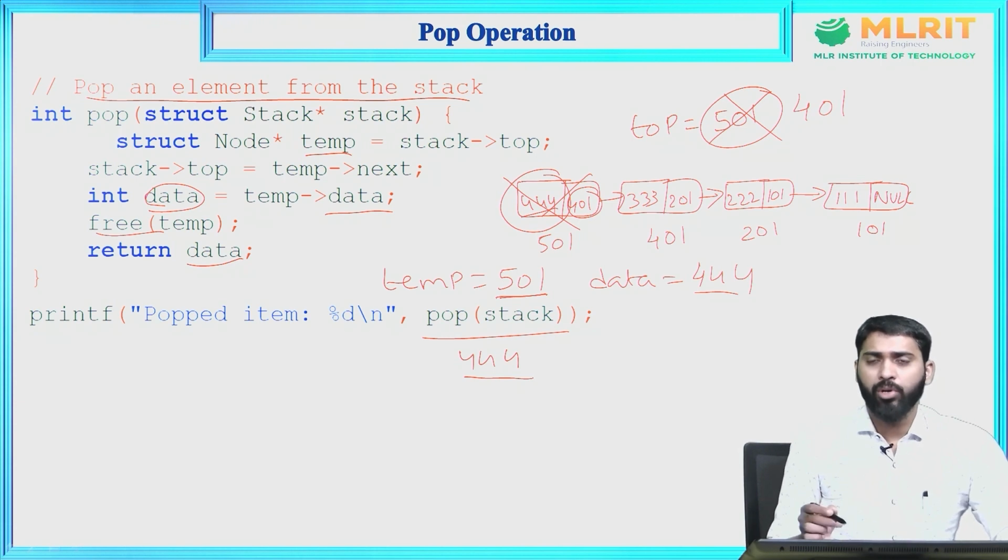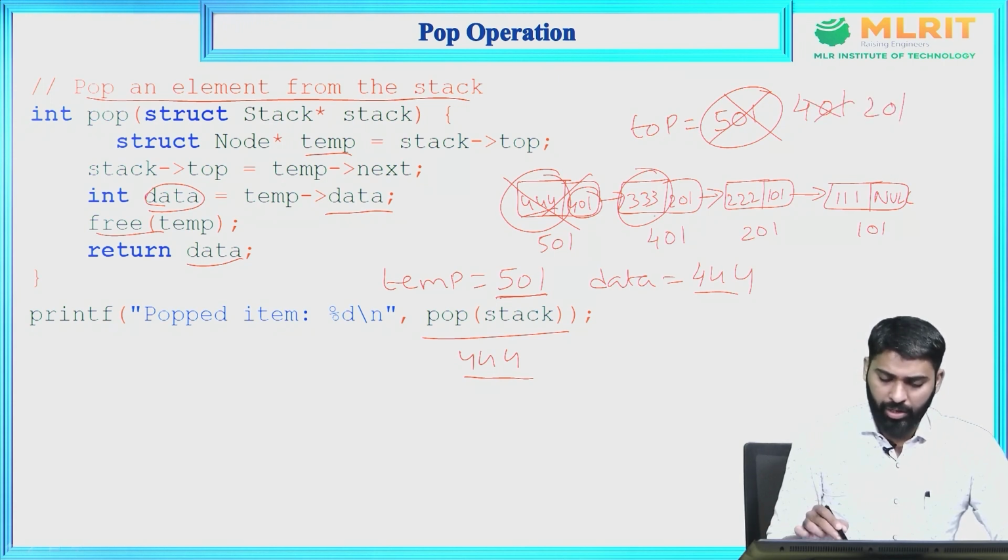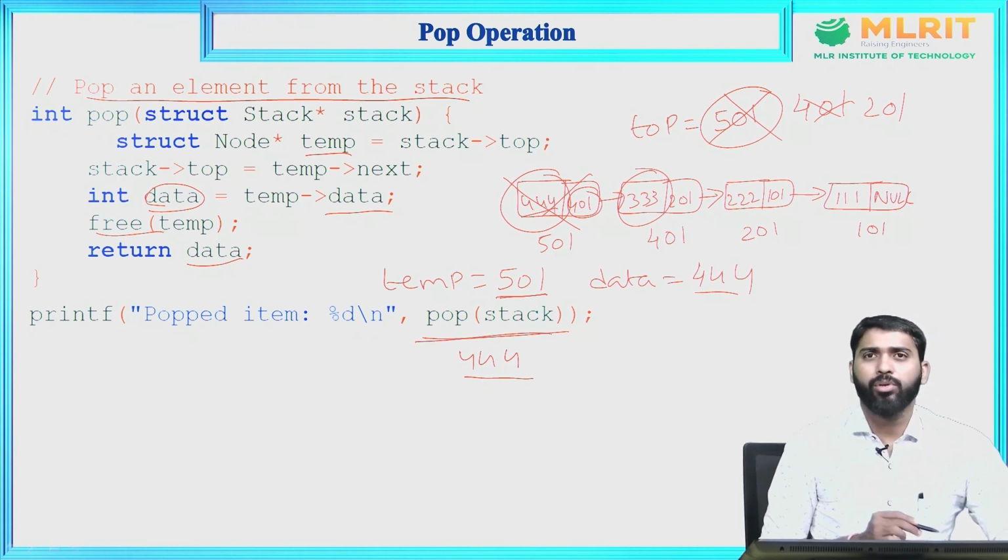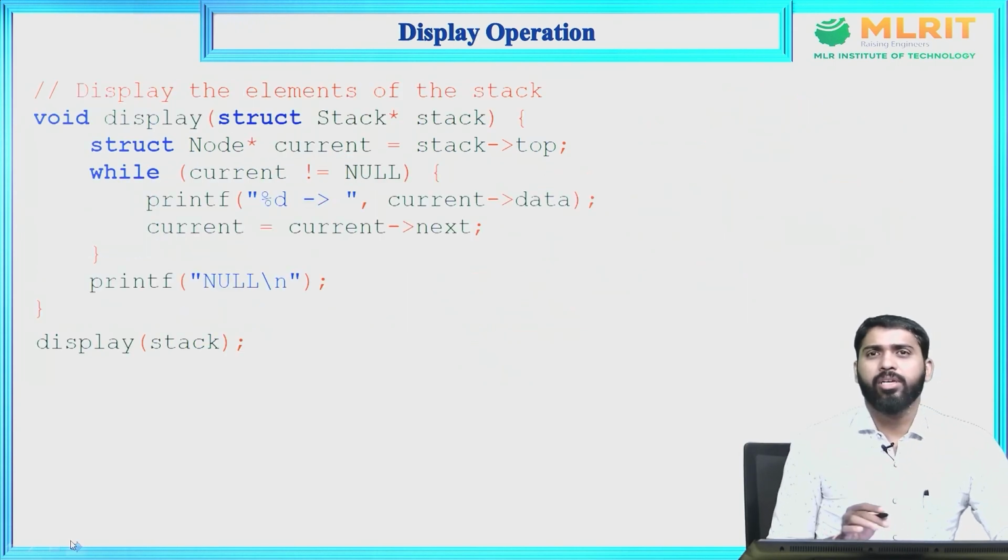If I call pop one more time, now 333 will be deleted and top is updated with 201. Okay. So now 333 will return to the called function. Okay. So this is how we are going to delete an element from stack. It is similar to delete at beginning in linked list. So now we see display function.